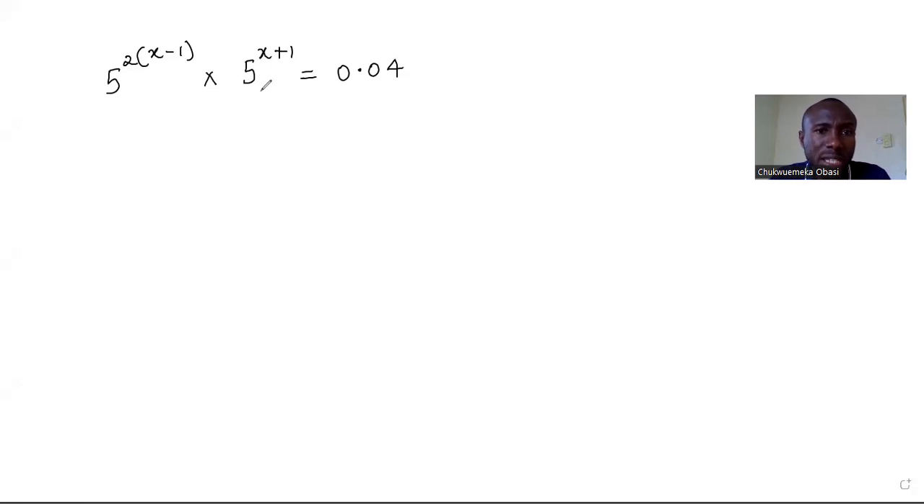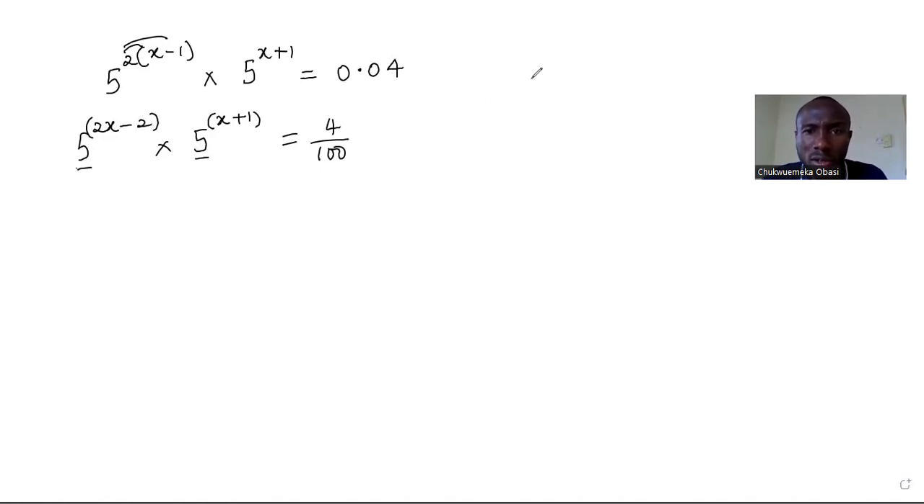Like I explained earlier, the first thing you want to do is distribute the 2, so you have 5 to the power 2x minus 2, put them in brackets, times 5 to the power x plus 1 is equal to, this whole thing in fraction will be 4/100. We've talked about this earlier, so we know what it means to transform decimals to fractions. Now, the next thing: you see they have the same base and they are multiplying. You have to take one of the base and add their powers, right? From the laws of indices, a^n times a^m, you take one of the base and you add up their exponents.